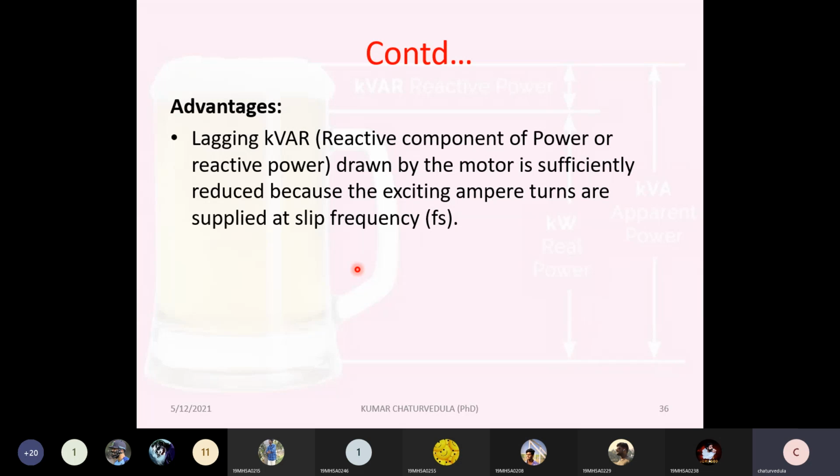The advantages of phase advancers. The lagging kVAR, the reactive power component drawn by the motor, can be reduced sufficiently by supplying ampere turns at slip frequency. As we are able to give the reactive components only when necessary, only for that particular point of time are we giving the ampere turns, by which the power factor is going to be improved. The other way to say it is that the reactive component of power is reduced.